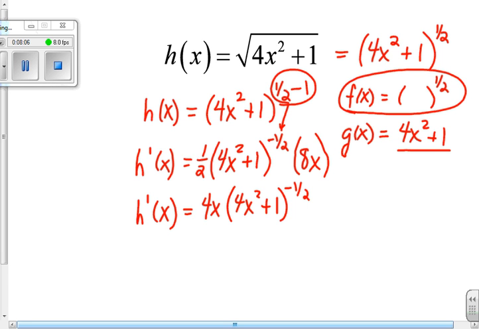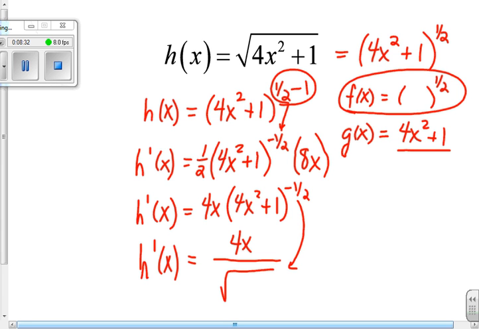And if we remember, our negative 1/2 power is going to go to the bottom, or the denominator. And so what I'd be looking for in a multiple choice problem would be 4x over, because the negative 1/2 power would become the bottom, the square root, because the 1/2 is still a half, which is a root, except the negative is going to create the bottom for that, and that would be the square root of 4x squared plus 1.